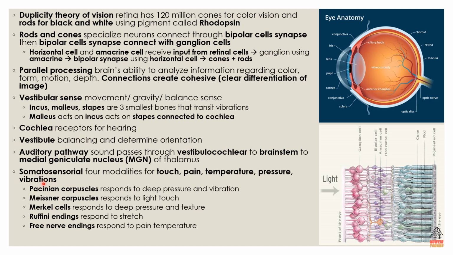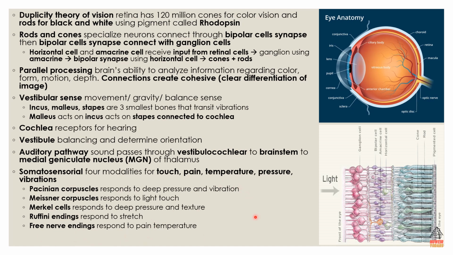Then you have somatosensory, with four modalities for touch, pain, temperature, pressure, and vibrations. You have five receptors here. You have the Pacinian corpuscle, which responds to deep pressure and vibration. Next, you have the Meissner corpuscle, which responds to light touch. And then you have the Merkel cells, which respond to deep pressure and texture. And then you have the Ruffini endings, which respond to stretch. And you have the free nerve endings, which respond to pain and temperature.